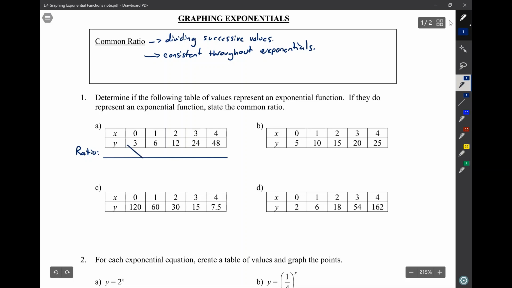So we'll cross off this first one here, and what we can do is take our 6, which is from when x equals 1, and our 3, which is from when x equals 0. We can divide them. So 6 divided by 3 equals 2. Then I can do that same thing for the next one. Here I'm taking the 12, dividing it by 6. So 12 divided by 6 equals 2.